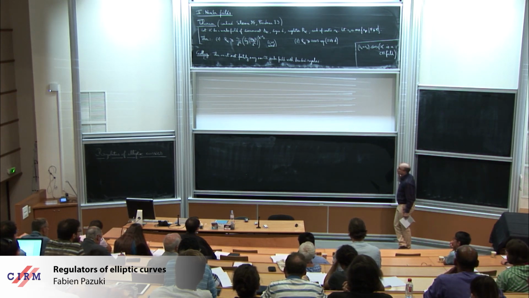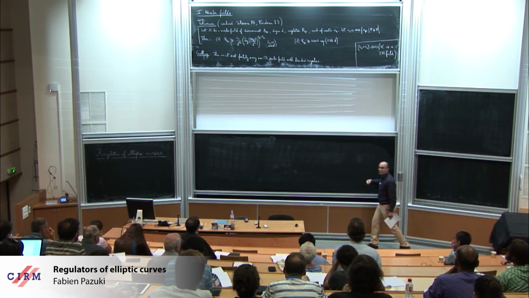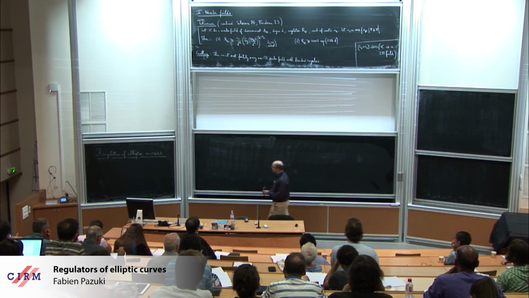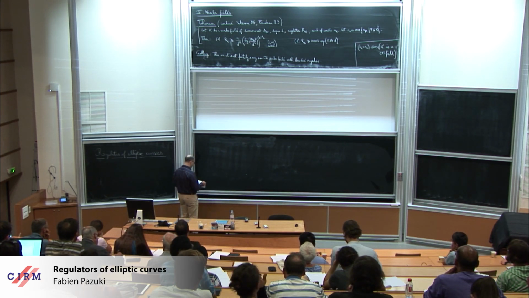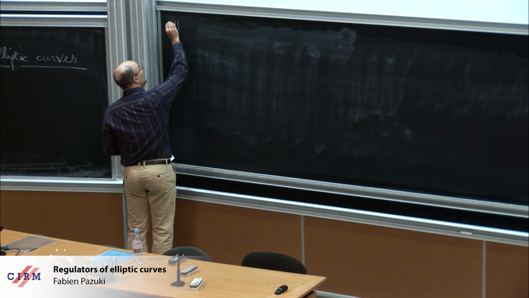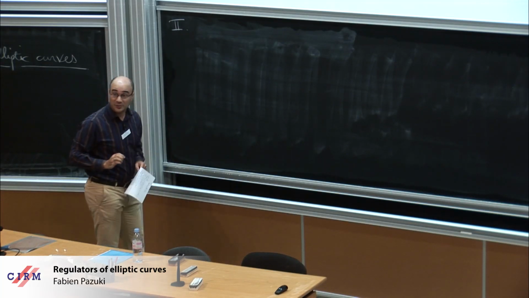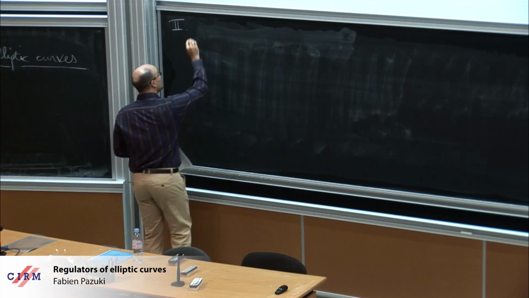Yes, it's even more precise. This corollary is slightly weaker, but I'm interested in that finiteness property. So, that's the situation for number fields, and we'd like to understand what we can prove for elliptic curves defined over number fields.